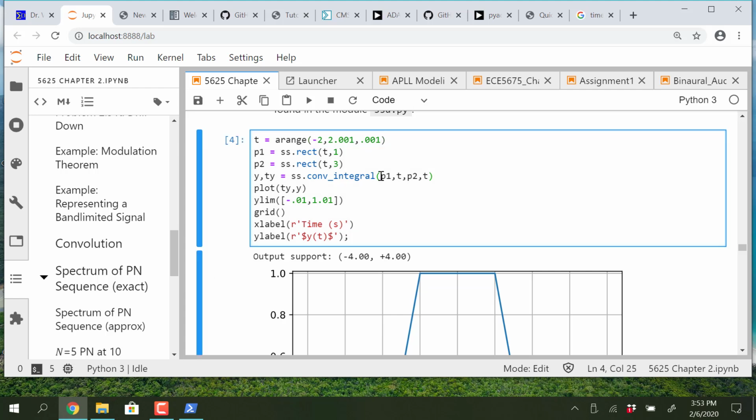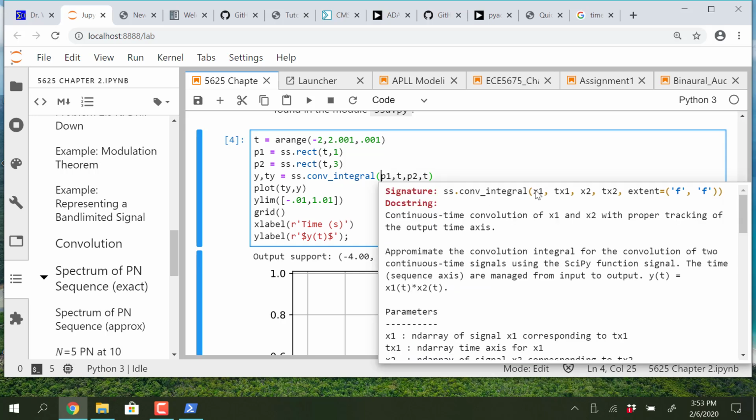The way I created this function is that you put in the first function in your convolution, and then the corresponding time axes that you created to go with it. And then you put in the second function and its time axes. And then I have this little special optional argument, where you get to set whether the first function is finite extent or left-sided or right-sided, or the second function is finite extent or left-sided or right-sided.